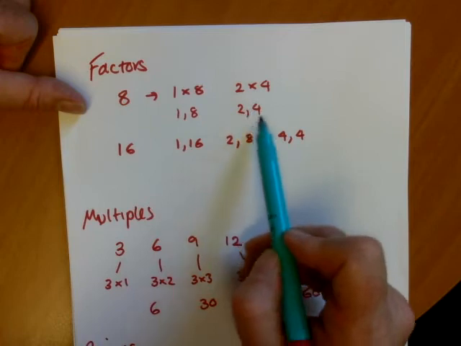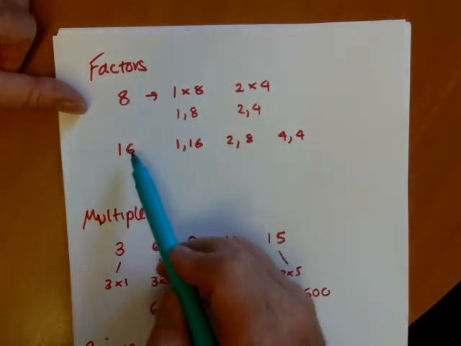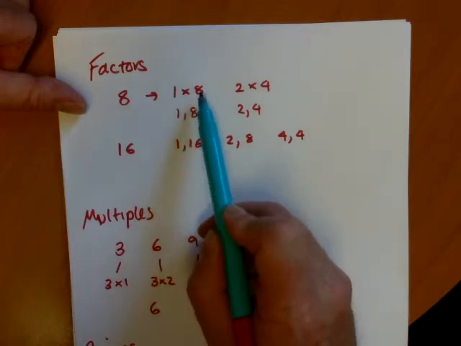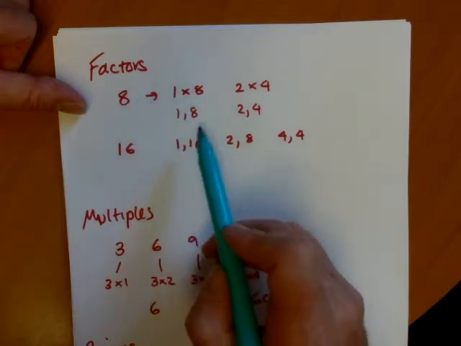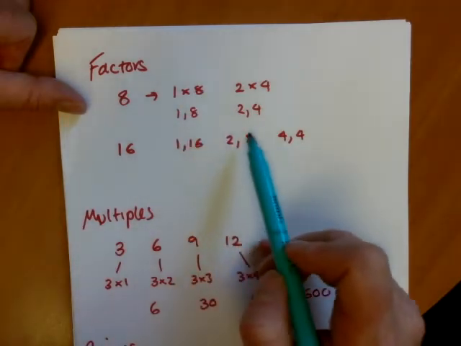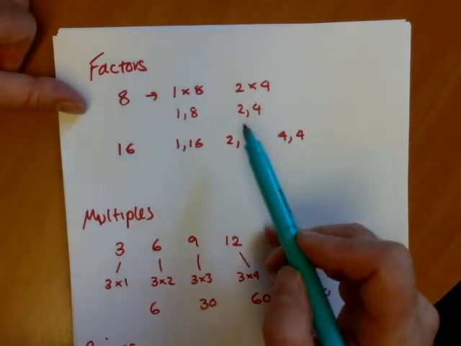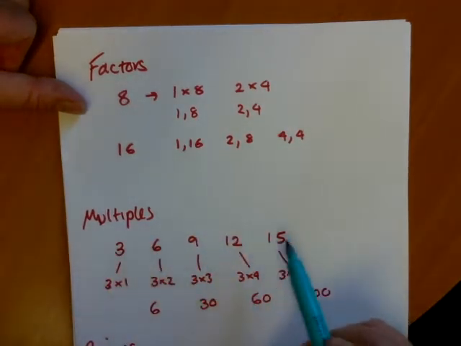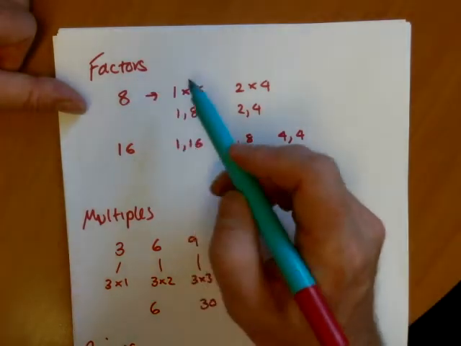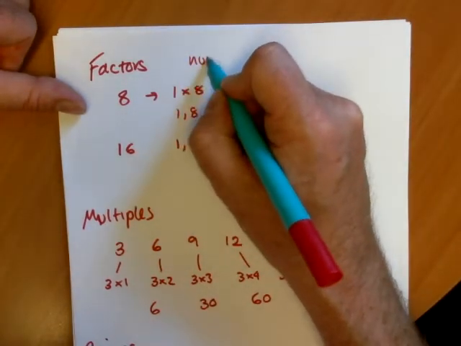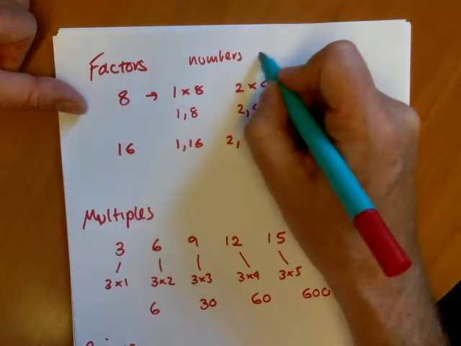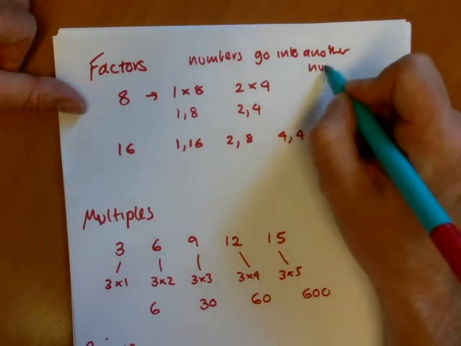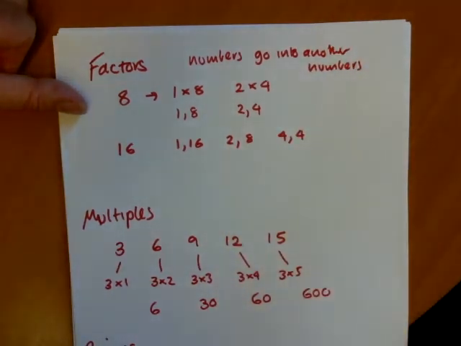Notice that factors are never larger than the number you are given. They can be equal to it, because anything times 1 will be itself. So 8 times 1 is 8, 16 times 1 is 16. So factors are always smaller, or at best the same size as the number. Whereas multiples are always either the same, 3 times 1 is 3, or larger. So factors are numbers that go into other numbers, and when I say go into, I mean exactly, the exact number of times.